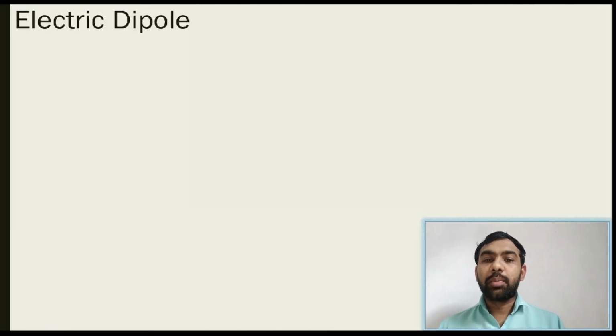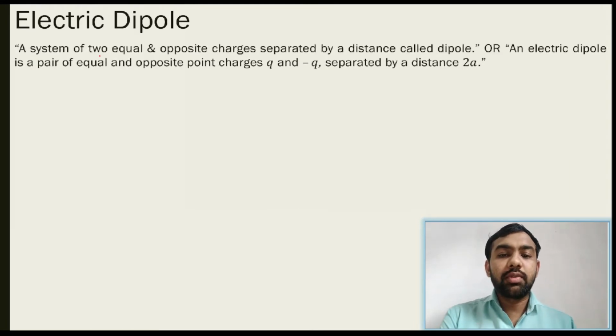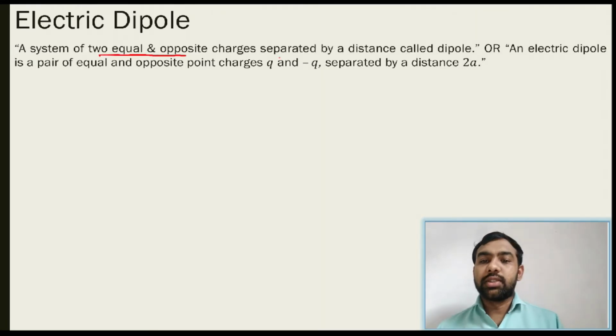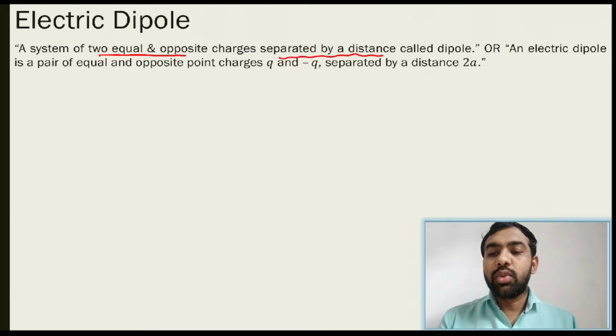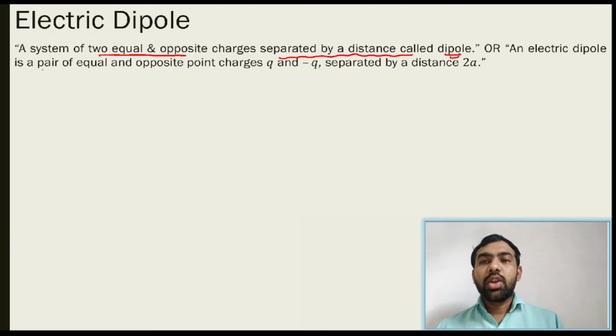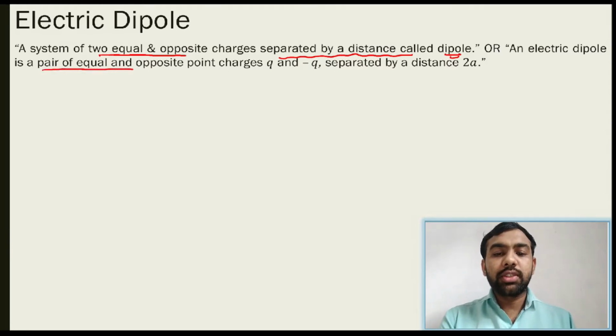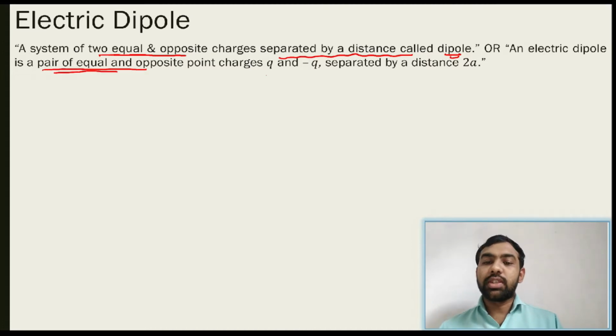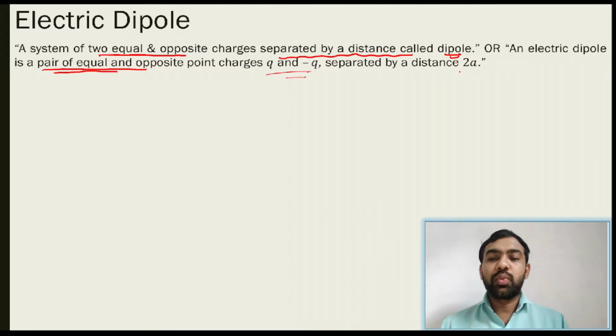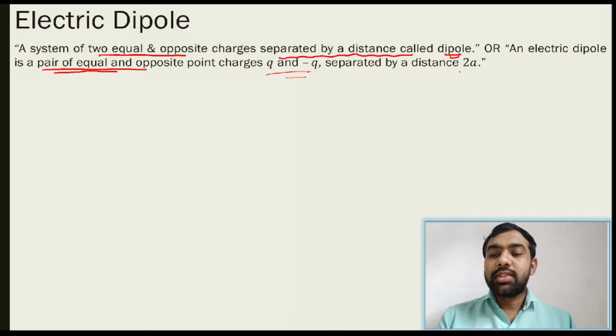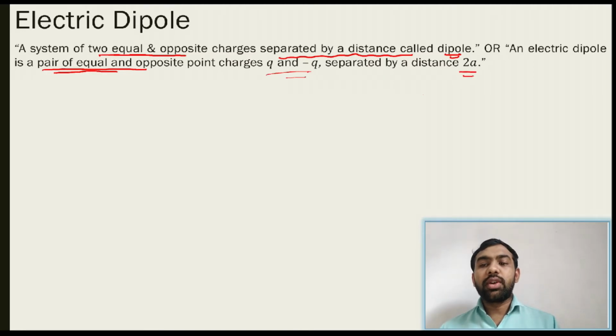First, what is a dipole? A dipole is a simple configuration of a system of two equal and opposite charges, separated by a small distance. Or in another way, an electric dipole is a pair of equal and opposite charges, suppose plus q and minus q, separated by a distance 2a. That is the general definition. Separated by any distance, and that distance is generally known as 2a.